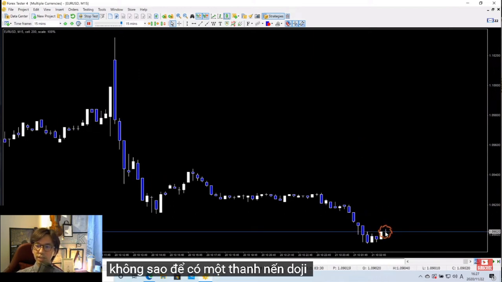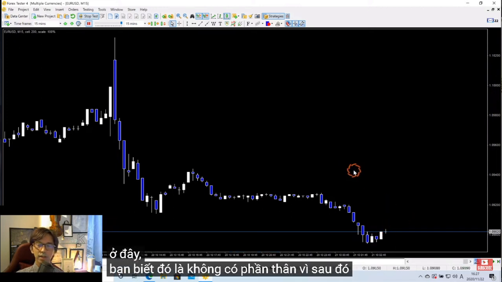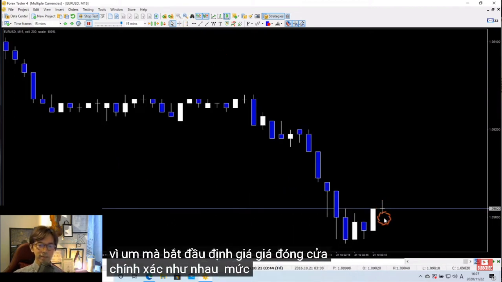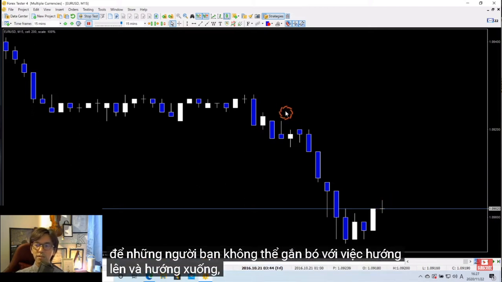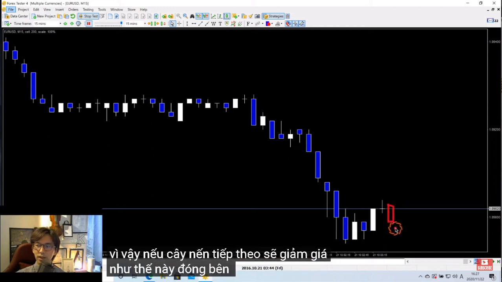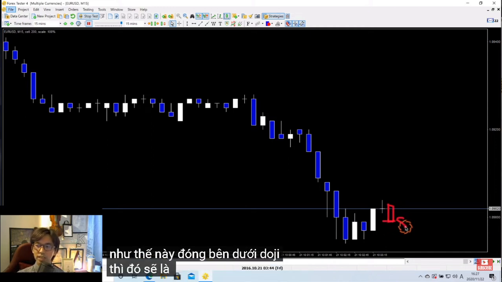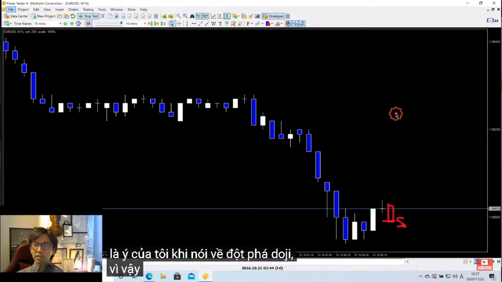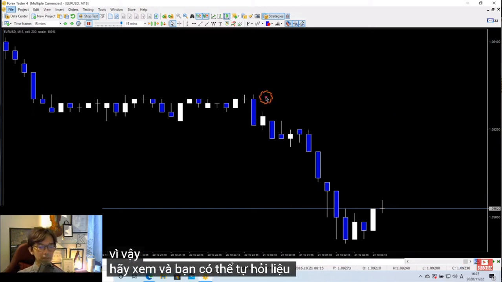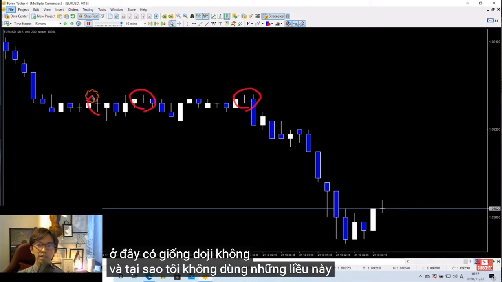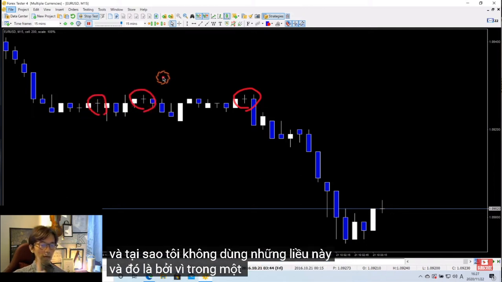Okay, so there's a doji candlestick right here. There is no body because the start price and close price are exactly at the same level. So a doji candlestick, with wicks pointing up and downwards. So if the next candle is bearish like this and closes below the doji, then that will be a sell chance. And this is what I mean by doji breakout. So let's see. And you might wonder if there were dojis over here, and why I didn't take these dojis. That was because in the 1 hour chart it was still flat.